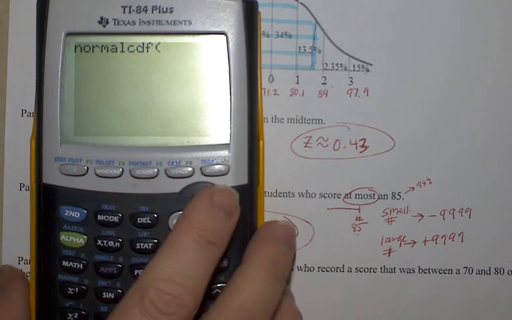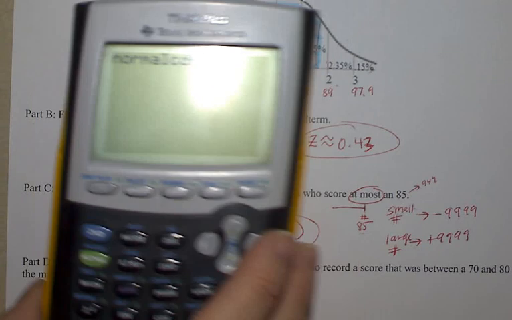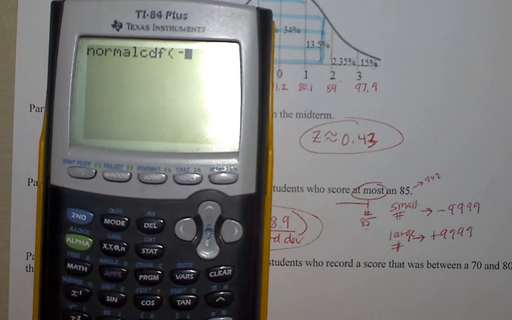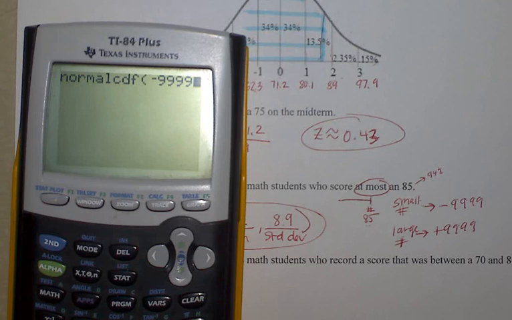We're going to type in negative 9999. Then you're going to hit a comma, which can be found above the 7. And we have 85, comma. Now our mean of 71.2, comma. And last is our standard deviation, and then we're going to end it with a parenthesis.